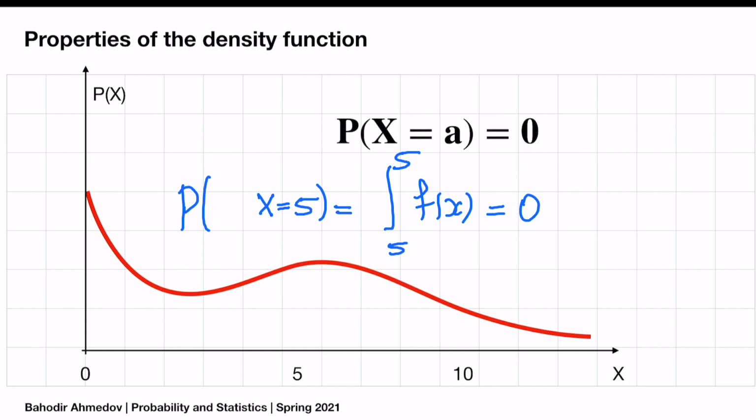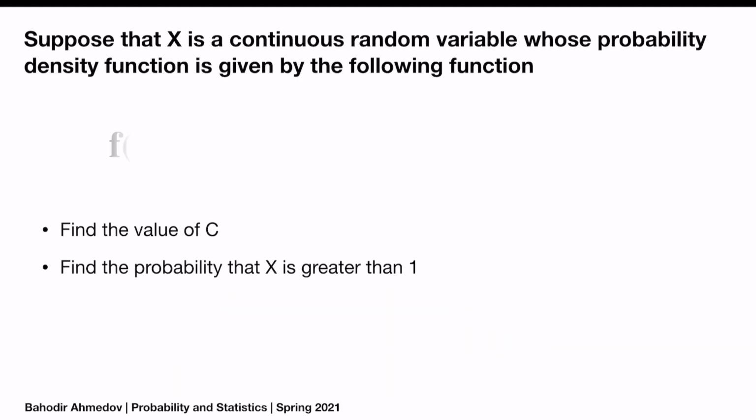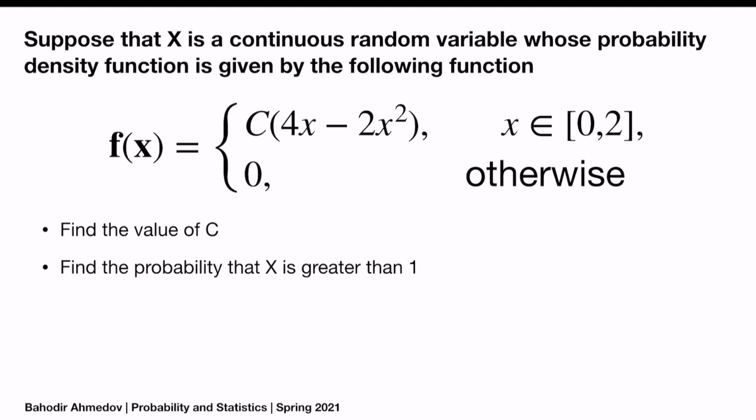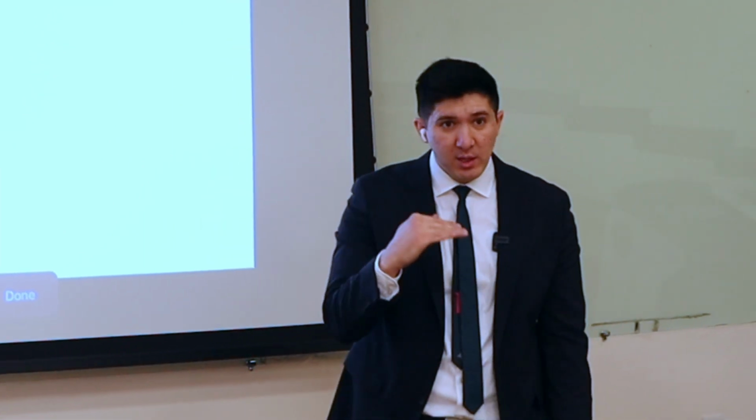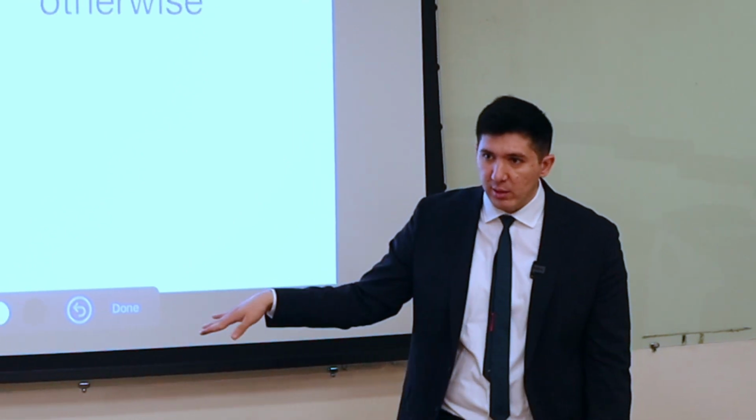There are 3 properties. So let's do a small exercise. Suppose that x is a continuous random variable whose probability density function is given like this: some constant c times 4x minus 2x squared. X can change between 0 and 2. Otherwise, it is going to be simply 0. You can assume its curve: it's 0 until 0, then it's going to be some curve until 2, then after 2, it's again 0.